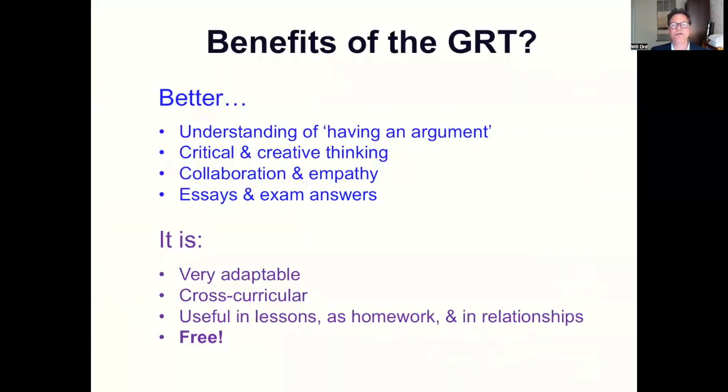So what are the benefits of the good reasoning tree? Well, you'll get better understanding of what having an argument means with young people. You'll certainly upgrade their critical and creative thinking. It'll develop their collaboration and empathy, and you'll see definite improvements in essays and exam answers. It also has benefits, of course, for things like interviews, debating, and public speaking.